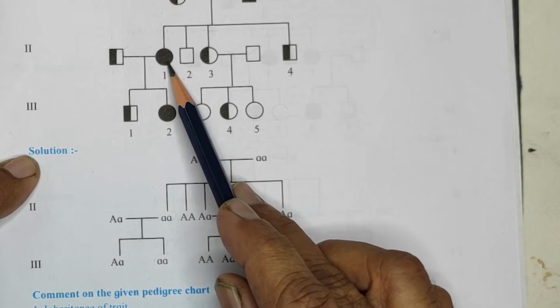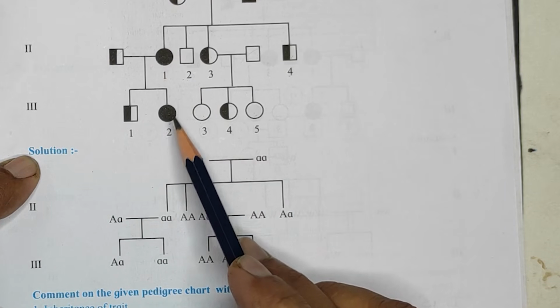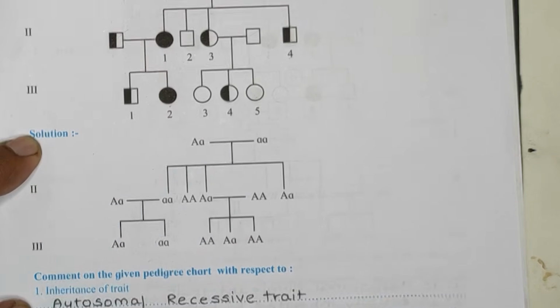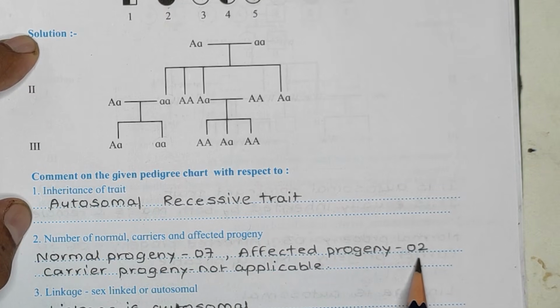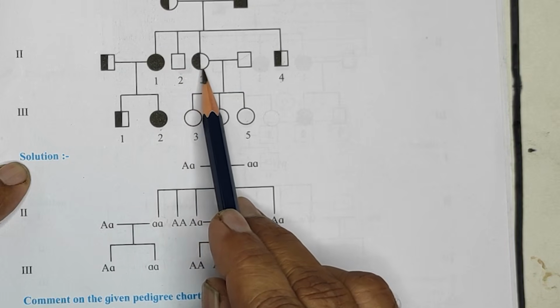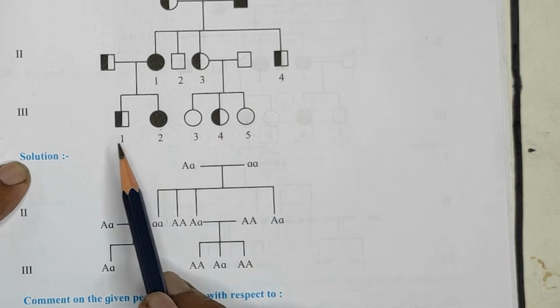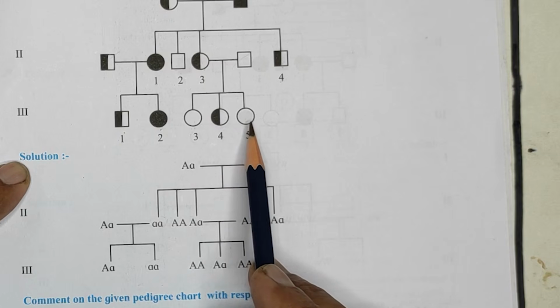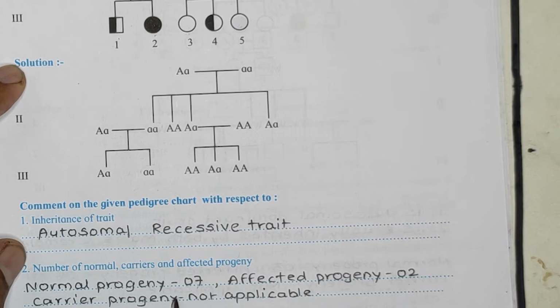So this one and this one are affected, fully darkened, that's why. Okay, so what we'll write here: the affected progenies are 2. Now the rest are all normal. So which are they? 1, 2, 3, 4, 5, 6 and 7. So a total of 7 are the normal progenies.